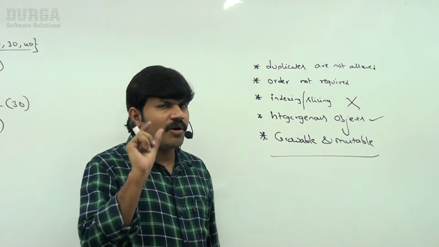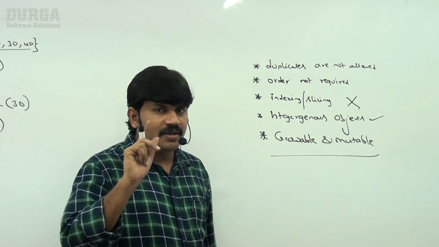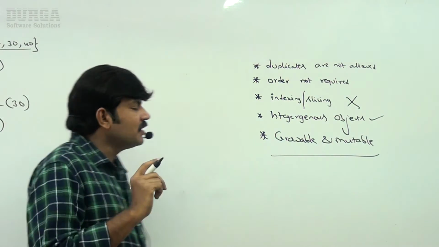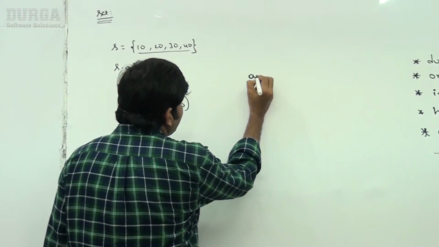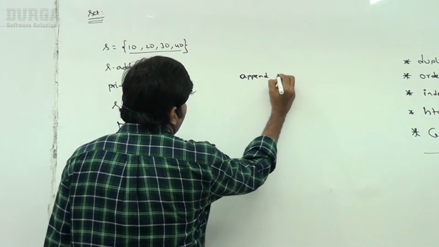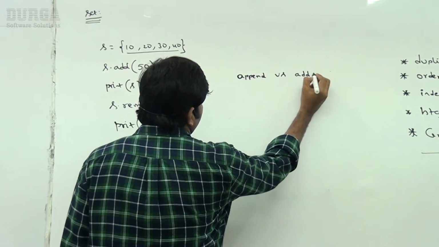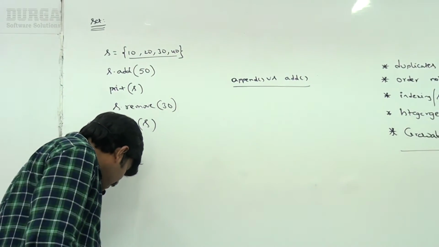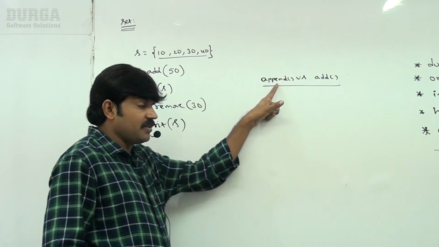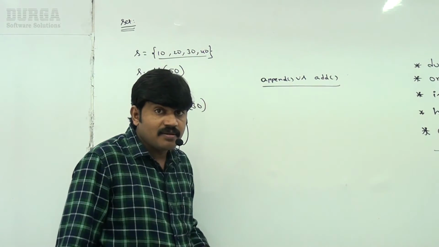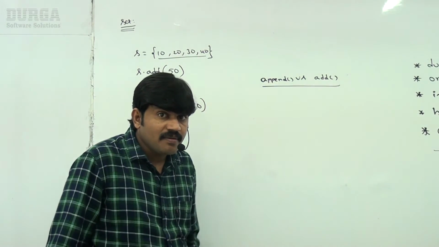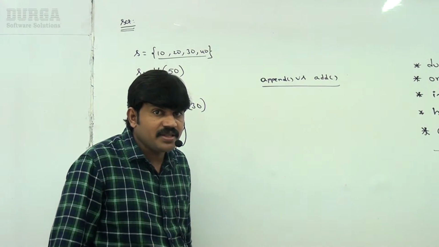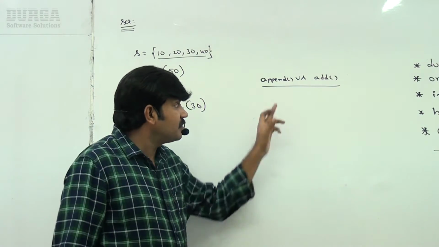Next, one more small point is there. What is that point? Append versus add. Append method versus add method. Sir, in the case of list, we have the append method, but in the case of set, we have the add method. Why, sir? What is the reason? Why these different methods? Why are the names different?